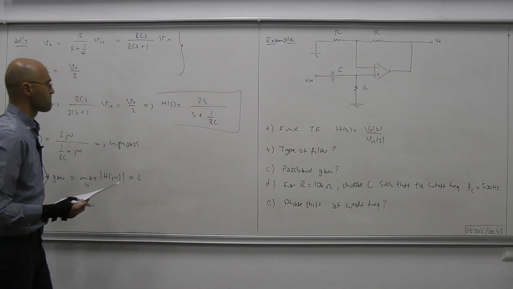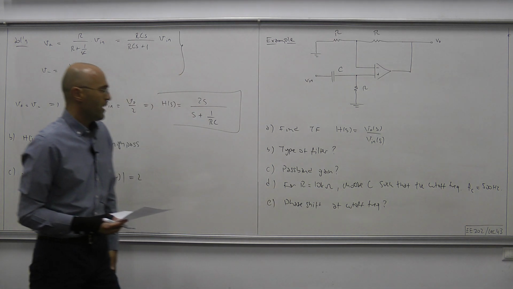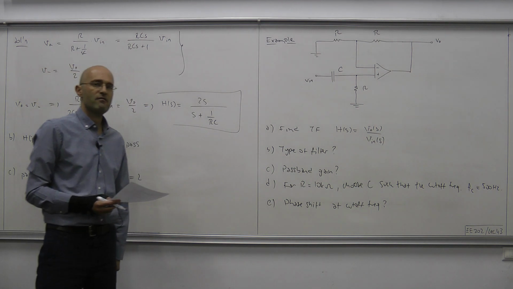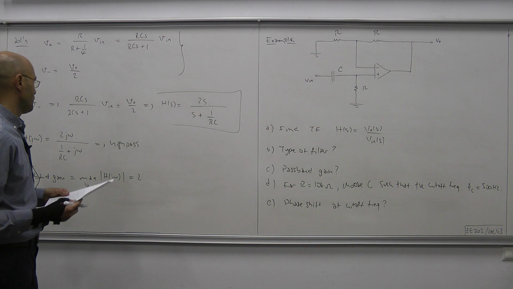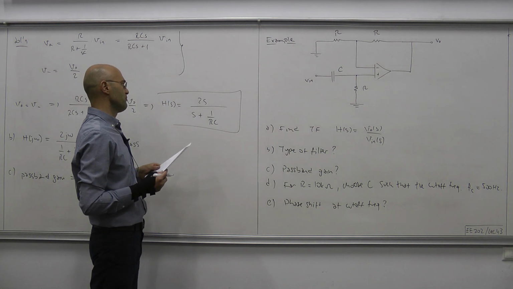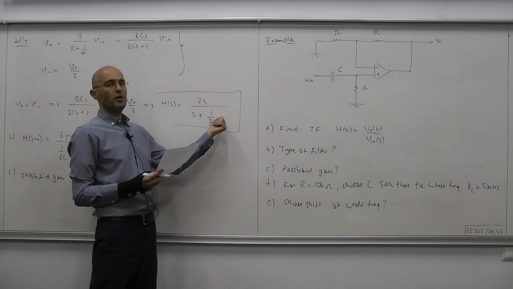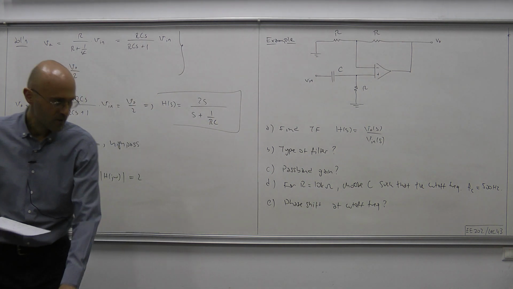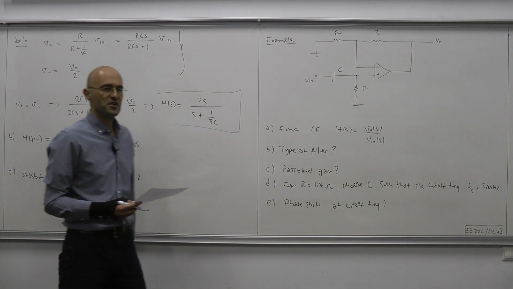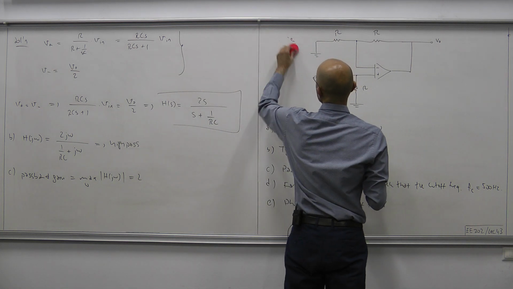Okay, now, so that's C. For D, we have to figure out the capacitance value so that the cutoff frequency is 500 hertz. Now, the cutoff frequency was equal to alpha, that follows from our previous analysis, and alpha in this case is 1 over RC. Okay, so by equating omega C equals 1 over RC, R is given, omega C is given, we will be able to figure out the capacitance value C. So let's do that.